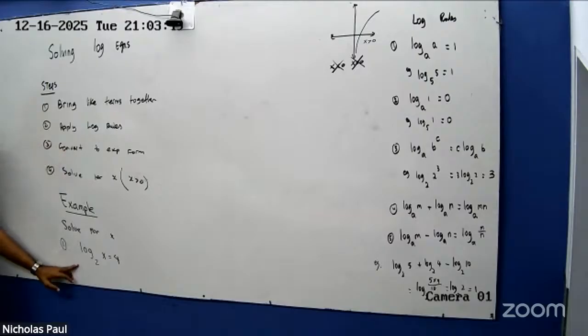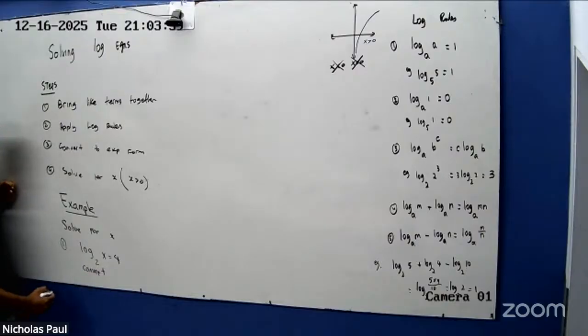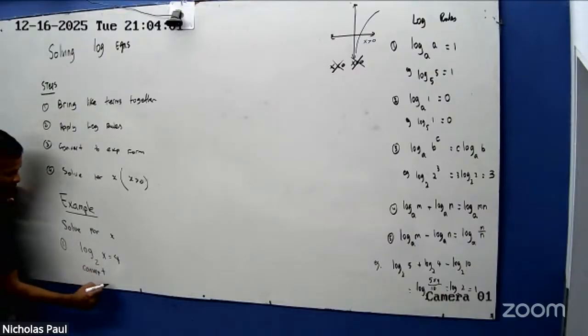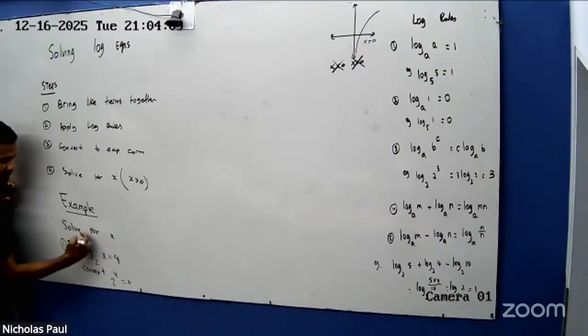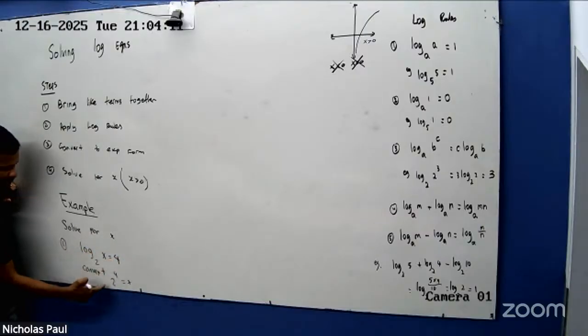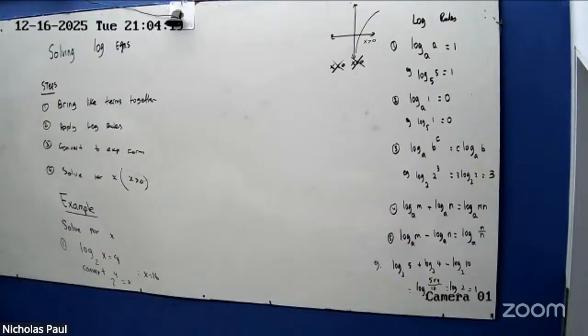So we had to convert to exponential form, right? Let's convert. What will that be? It will be 2 to the power of 4 is equal to x. Remember, this comes up, this goes across, this goes across. So 2 to the power of 4 is x, so your answer is x is equal to 16. That's it. You have to convert to exponential form.